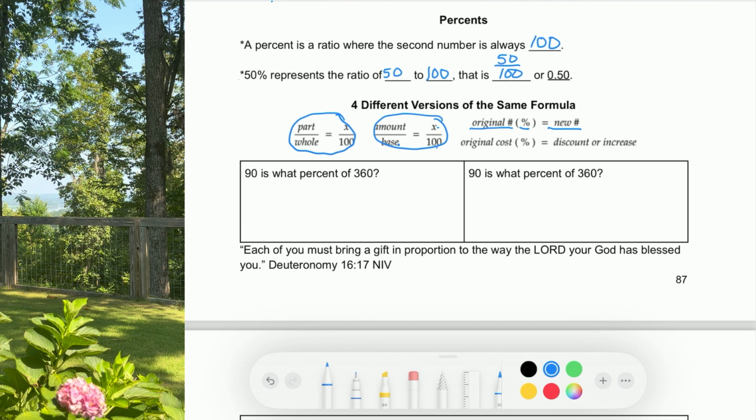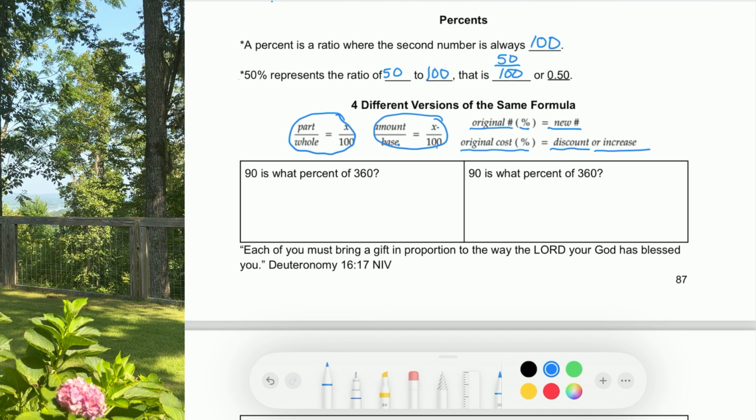All right, this next one is pretty much the same version of that, but with some different terminology just to help you when you see these word problems. So you'll have original cost, again, original number, original cost times percent gives you the discount amount or the increase amount, depending on what the problem is.